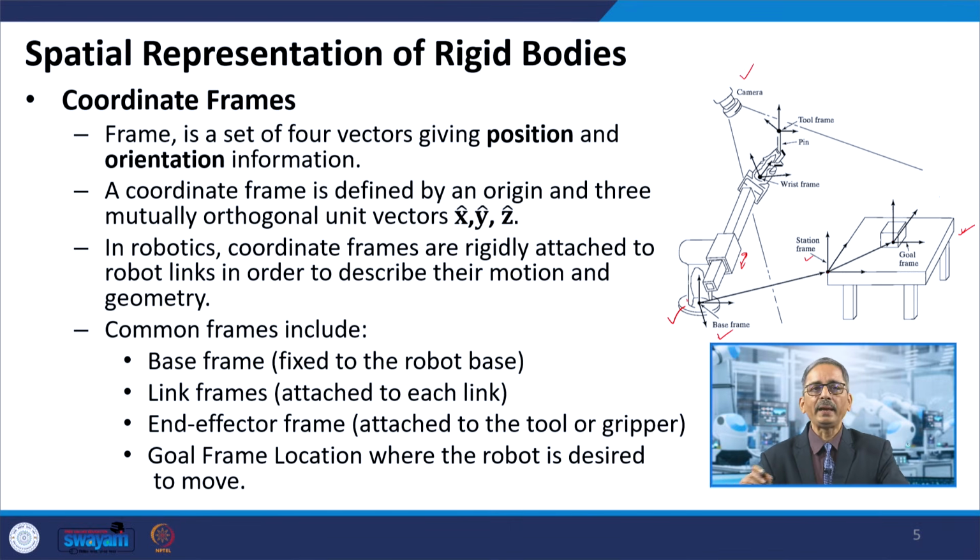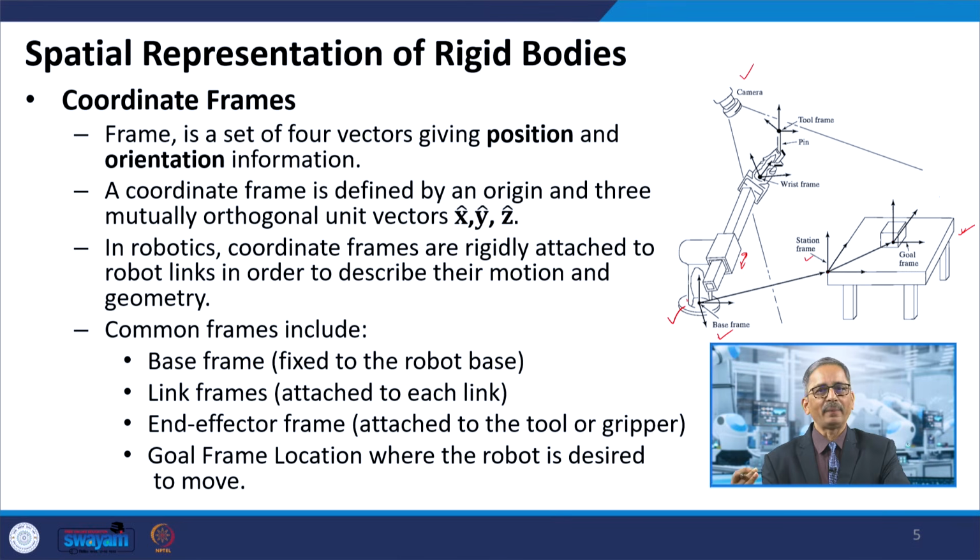So, we can attach a coordinate system to any object in the environment and give the description of that coordinate system with respect to a fixed frame, or with respect to some other frame, and that other frame is defined with respect to a fixed frame. The frame, as we will be seeing, is a set of 4 vectors which defines position as well as orientation. I will be coming to that a little later.